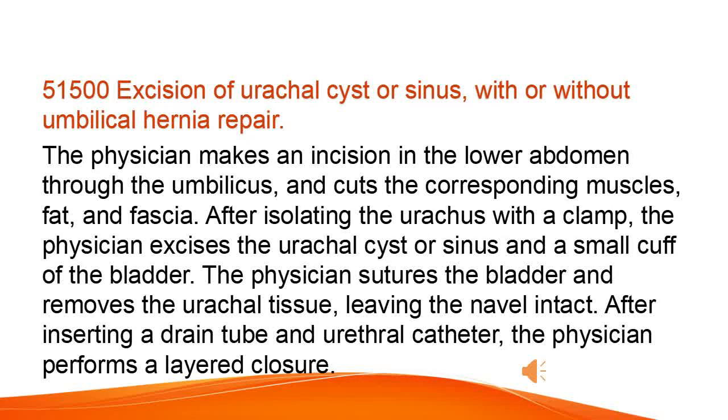Excision of Urachal cyst or sinus, with or without umbilical hernia repair. The physician makes an incision in the lower abdomen through the umbilicus, and cuts the corresponding muscles, fat, and fascia. After isolating the urachus with a clamp, the physician excises the urachal cyst or sinus in a small cuff of the bladder. The physician sutures the bladder and removes the urachal tissue, leaving the navel intact. After inserting a drain tube and urethral catheter, the physician performs a layered closure.